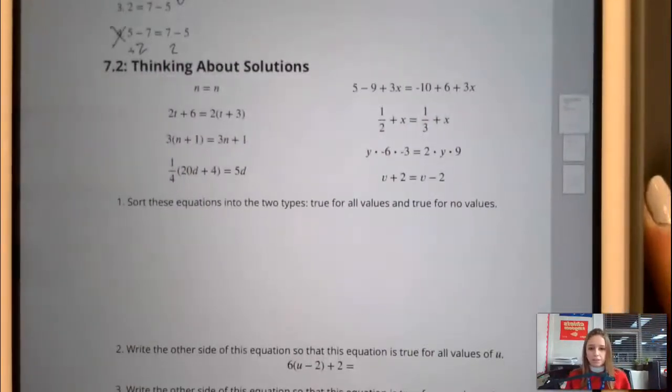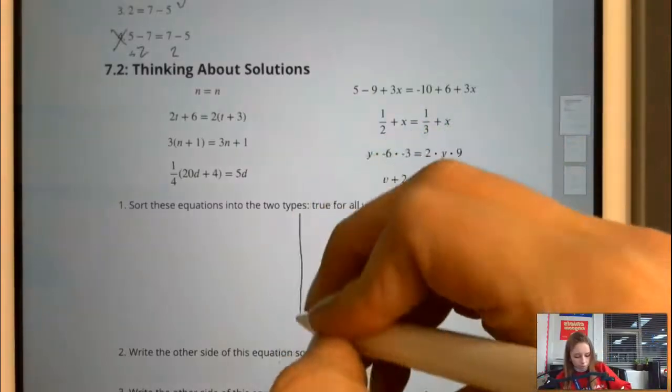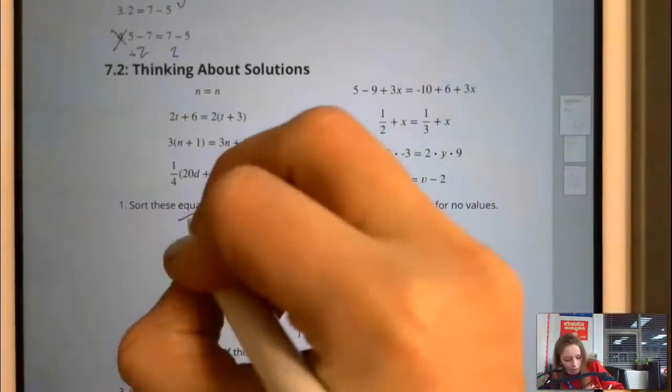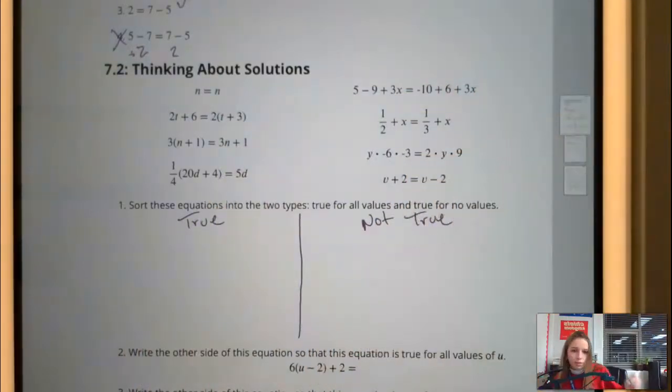Alright, so now down here it says thinking about solutions. So we're going to sort these equations in two types. True for all values or true for no values. So let's go ahead and create a table down here. So true, not true. Alright, so if we were to plug in any random number for that missing variable, we need to see if it would be a true statement or not. Okay, or if both sides of the equal sign are equal is what we're trying to figure out here.